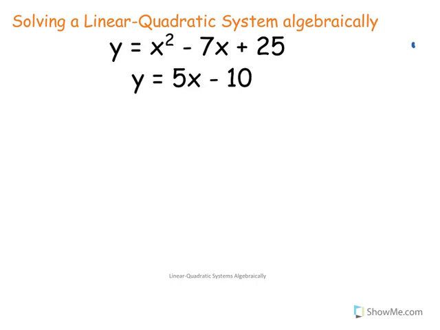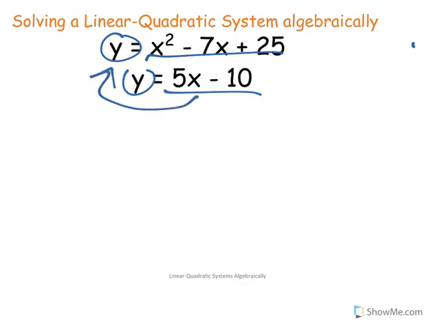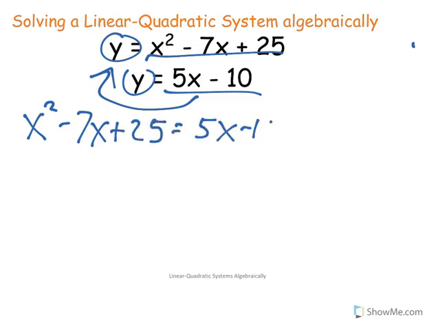So how would we do this algebraically? Well, really we're just going to want to use some substitution, right? So if this expression is equal to y, and if this expression is equal to y, then we can basically replace one expression for y, right? What I usually say in class is we set them equal to each other. If the first one is equal to y and the second one is equal to y, then they're equal to each other. So it's probably going to be easiest if we just write x squared minus 7x plus 25 is equal to 5x minus 10.